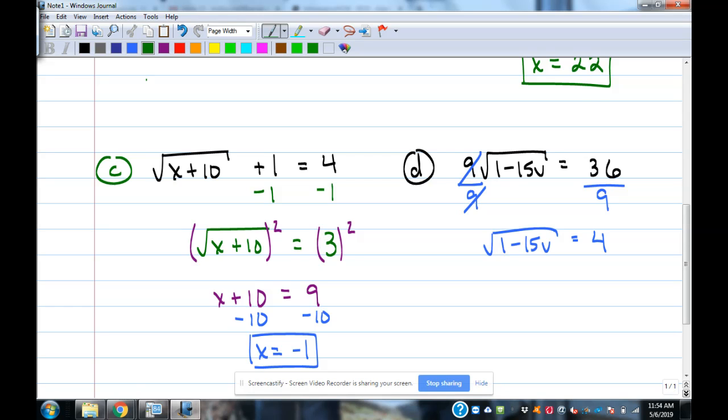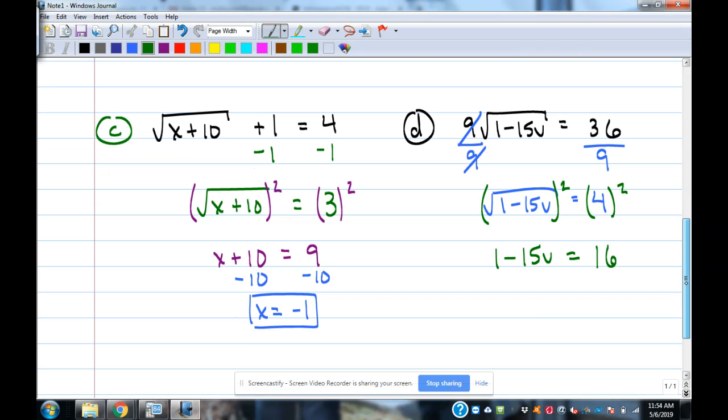Now, is the square root by itself? No. Is there anything on the left side that's not in the square root? No. The 4 is not on the left side. It's on the other side. So the square root is by itself. So we can square both sides. 1 minus 15v, and 4 squared is 16. 4 times 4.